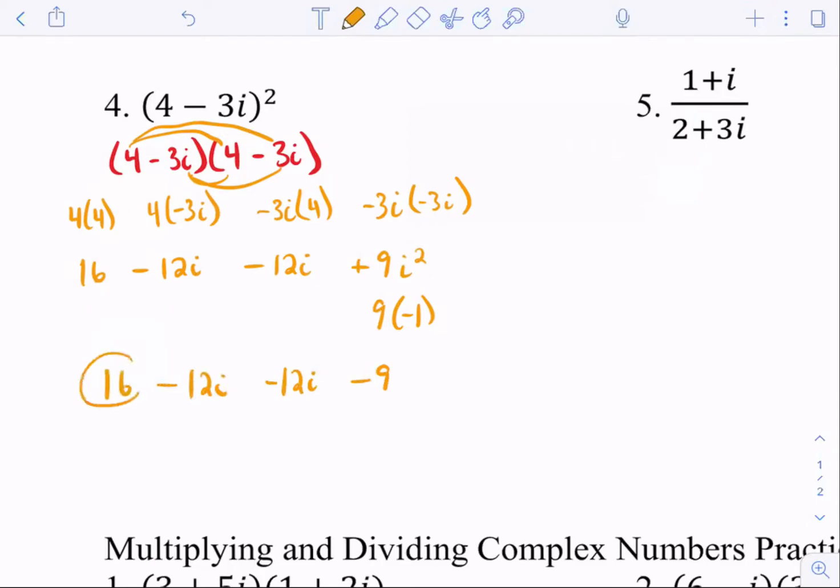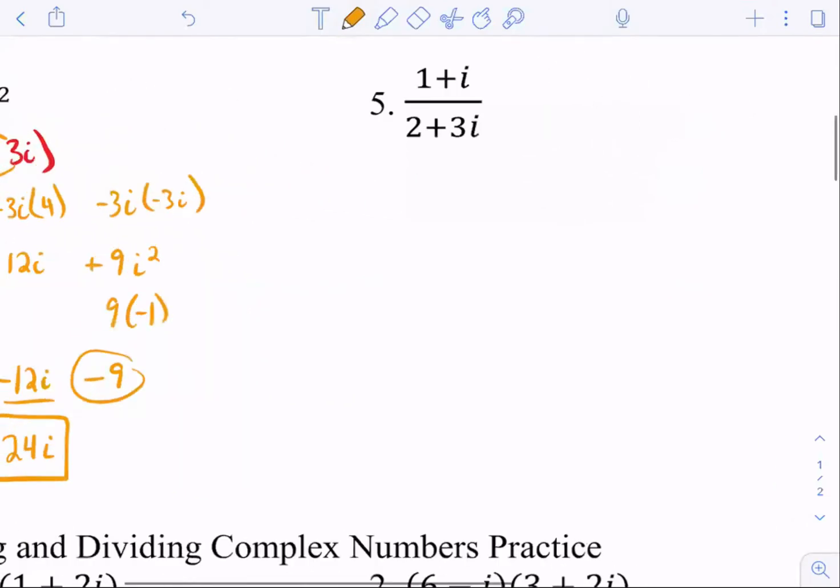So if I want to combine these, 16 minus 9 is going to give you a 7. And then negative 12i and negative 12i gives you negative 24i. Okay, so there's your answer.